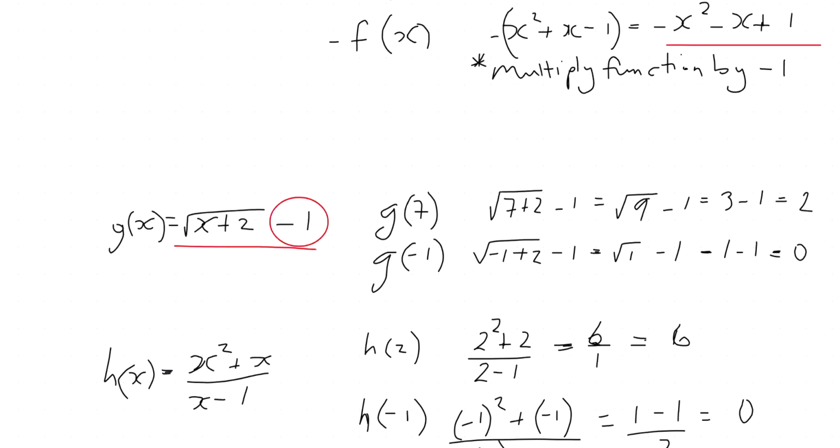So now we have 7 plus 2, which is the square root of 7 plus 2, which becomes 9. And then you minus the 1. So you do that first, which is a 3, then you minus the 1. That becomes 2. Again, g of x, which is -1, same thing applies, -1 plus 2. We already know that's very simple. So we have square root of 1 minus 1, and that becomes 0. It's going to get a little bit more complicated.